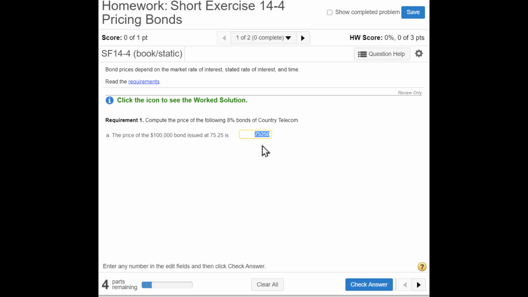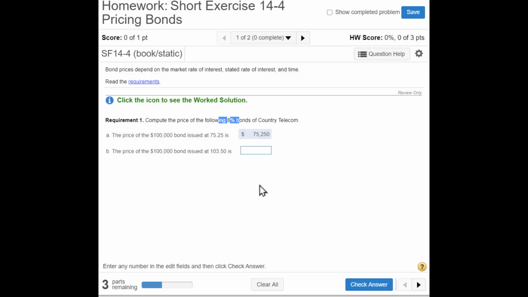75,250. So why did they not get 100%? Well, probably because their 8% bonds are paying a lower interest rate than other bonds. For example, maybe other bonds are paying 9%. So who wants to buy an 8% bond when they could just buy other bonds at 9%? So what they have to do is they have to accept a lower price to entice people to buy their lower interest rate bonds.